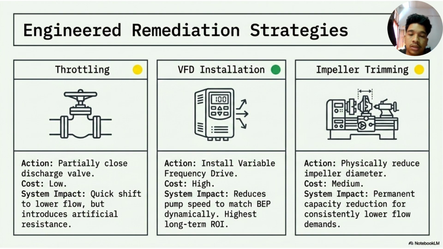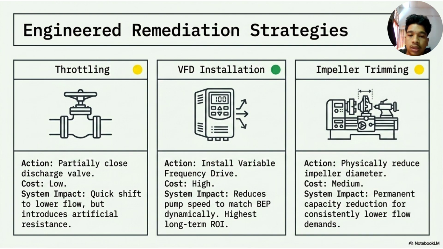So there are three strategies that can be done to fix our pump. The first one is throttling. The action is to partially close the discharge valve. The cost is very low. The system impact is a quick shift to lower flow, but it introduces artificial resistance.